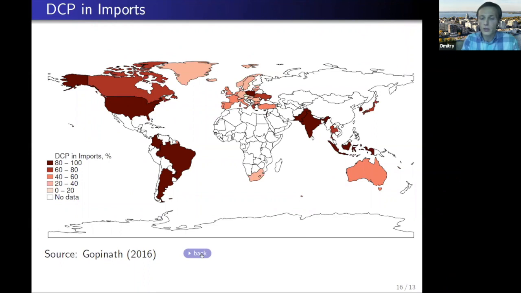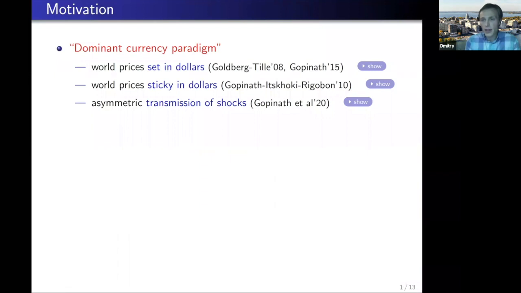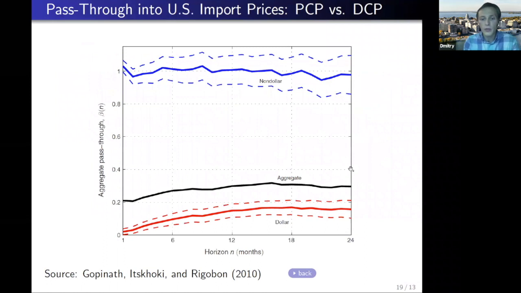And the same patterns also hold for export prices. So not only prices are set in dollars, but they actually also stick in dollars. And so again, there is a large literature about that. Let me just show you one picture coming from Gopinath, Itskhoki, and Rigobon. So this shows the pass-through, the effect of exchange rate on the import prices in the US. And this pass-through is estimated separately for prices which are set in dollars in red and the prices which are set in other currencies. And so you can see that on impact, when the exchange rate depreciates, the dollar prices stay the same, while the non-dollar prices move one-to-one with the exchange rate.